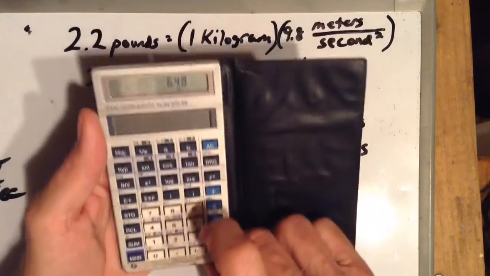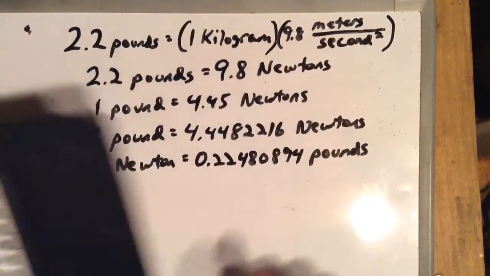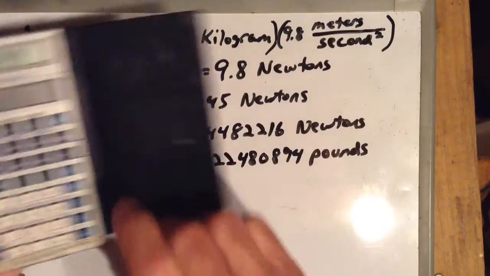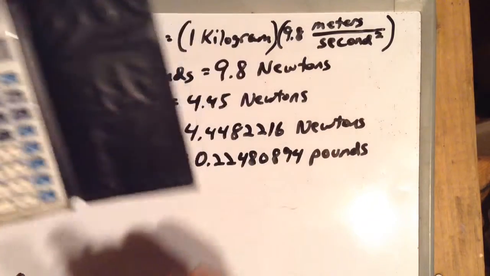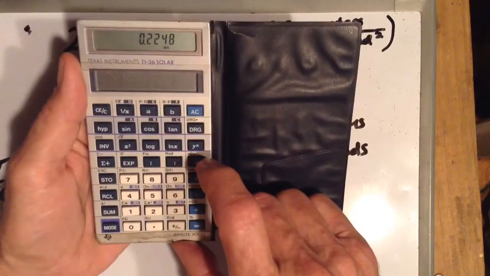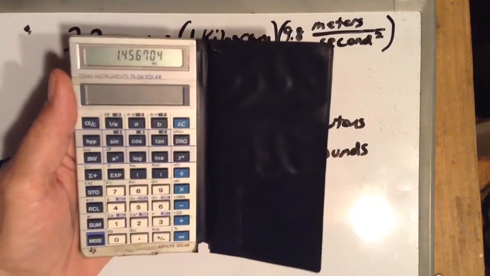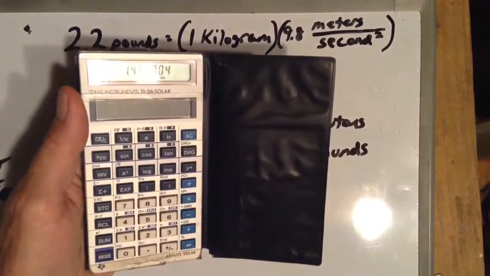So this baseball player who had a propulsion force of 6.48 newtons, we'll multiply that times 0.2248, and all that equals about 1.46 pounds of thrust.